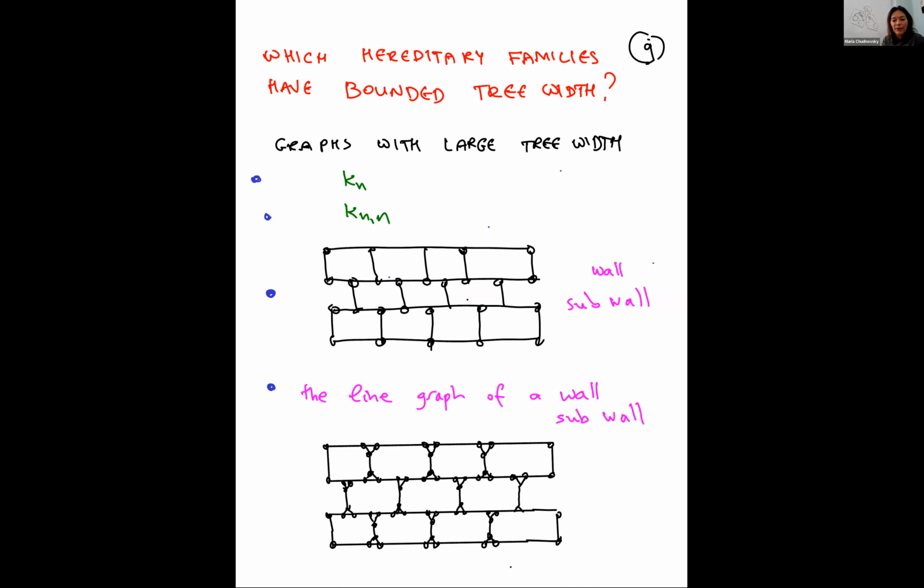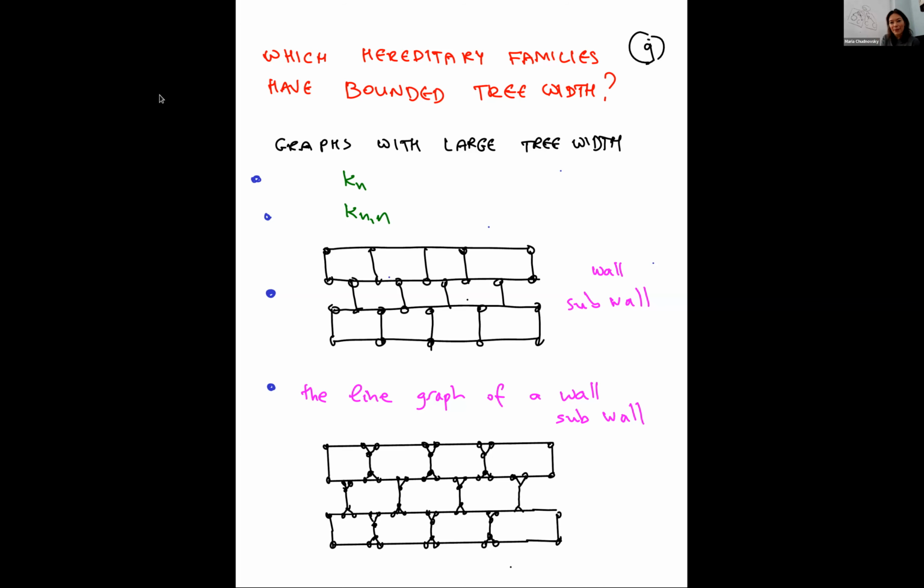Okay, so in order to be able to tell you what the obstructions are, we need to first get to know some graphs that have large tree-width, right? That's where the obstructions will come from. So because tree decompositions are a well-known thing, there are a lot of graphs known with large tree-width. So let me list some for you.